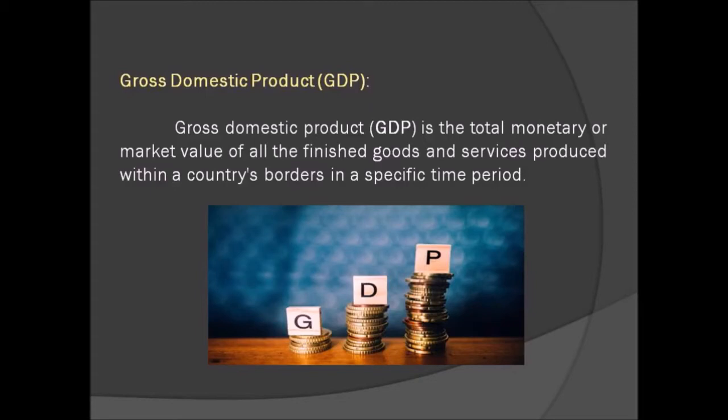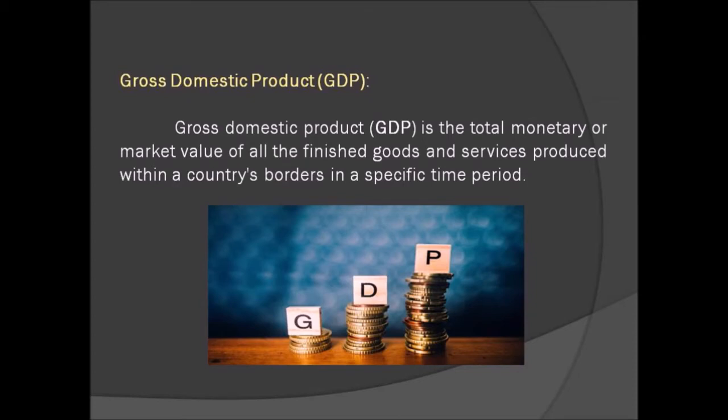The second factor to be considered is whether the goods or services are produced within a time period. In India, the GDP is measured both annually and quarterly, that is, once in a year or once in 3 months. The annual GDP is said to be the financial year, which starts from April 1st to March 31st of the next year.